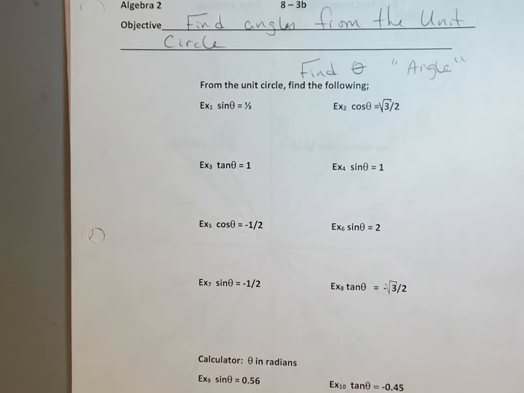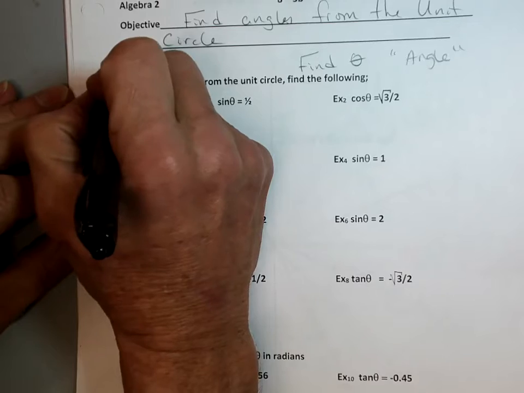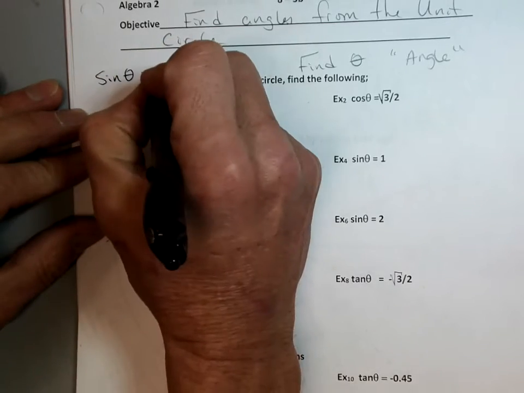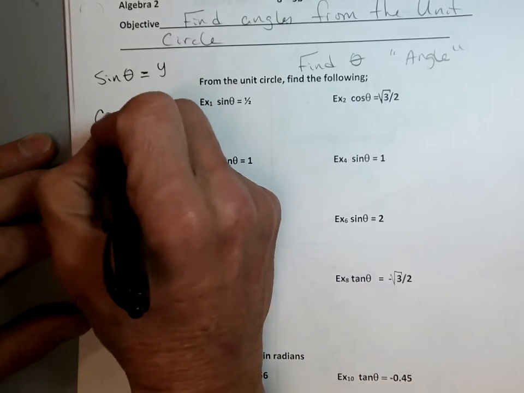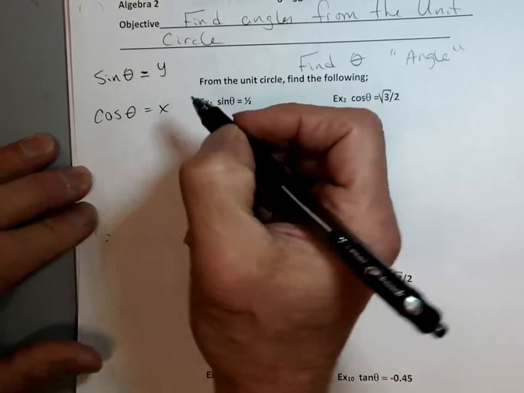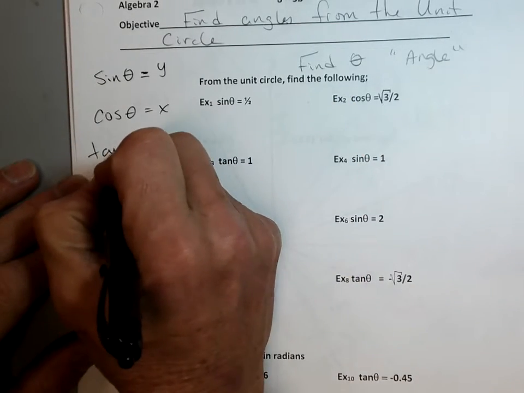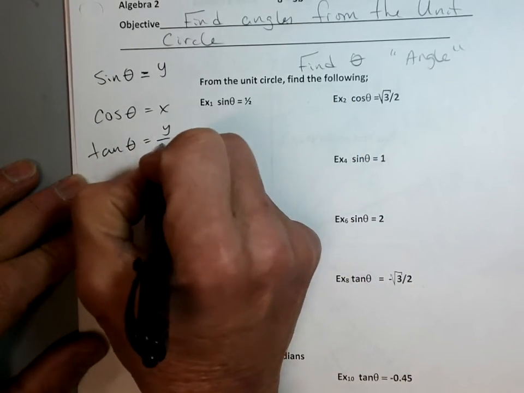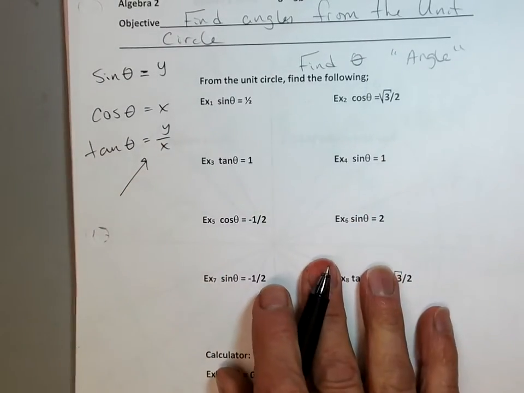So I'm going to add 3 things that are really going to help out, okay? So when we're looking for a sine of an angle, we're looking for a y value, right? We're looking for a cosine of an angle, we're looking for an x value. And we're looking for a tangent, we're looking for the y over the x, but we already did those, right? We did all of those, so let's put your phone away.